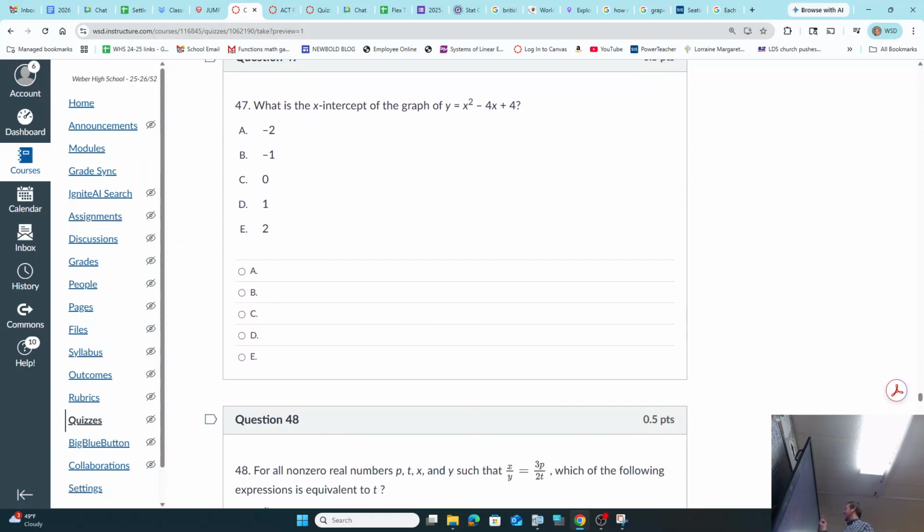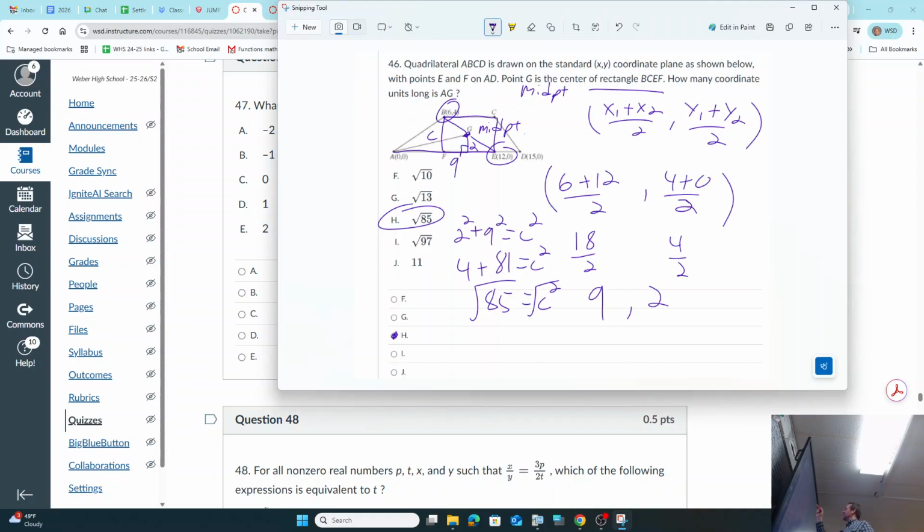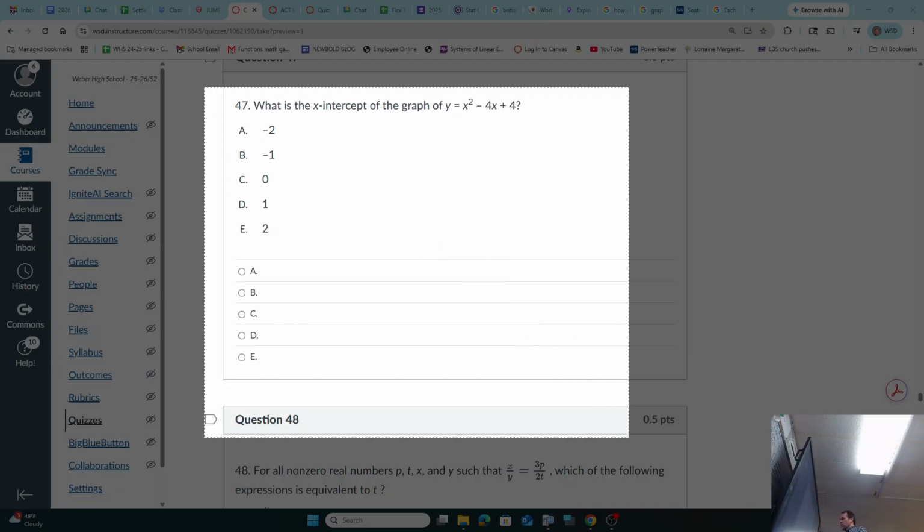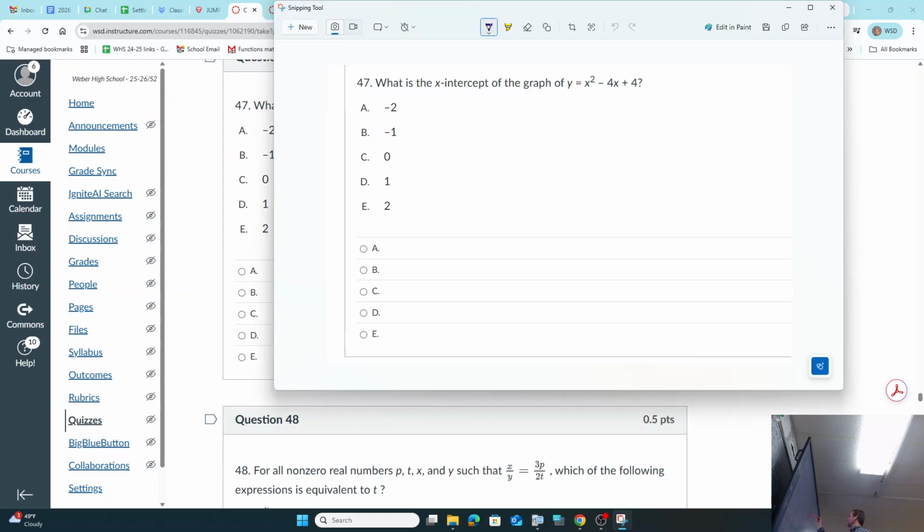Okay, what is the x-intercept? This one's super easy, guys. Do you remember how to factor? Remember how to find x-intercepts? So x and x, factors of 4, 2 and 2, minus and minus. Set them equal to 0. We get x equals 2 as the x-intercept, which is E.